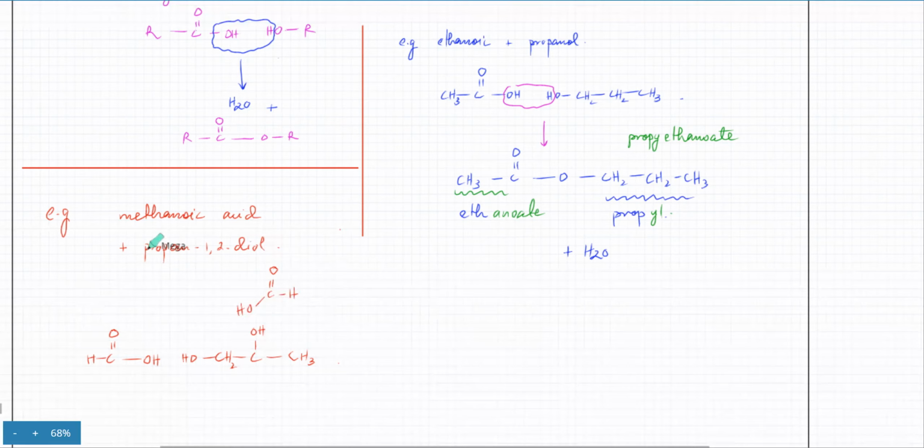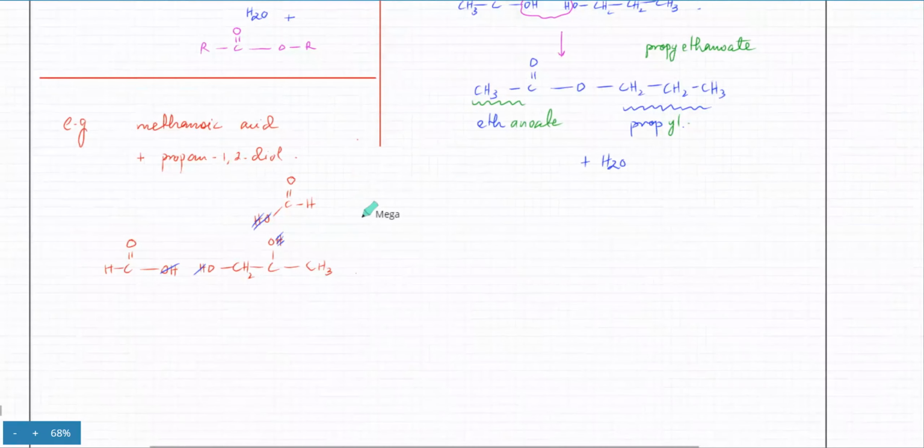And the same thing happens: the OH of the carboxylic acid gets removed and the H from the alcohol gets removed. And you can join them up at specifically those positions. Two water molecules are going to be produced in this reaction. It's going to be C double bond O, and there's going to be another O, and next to it, CH2.